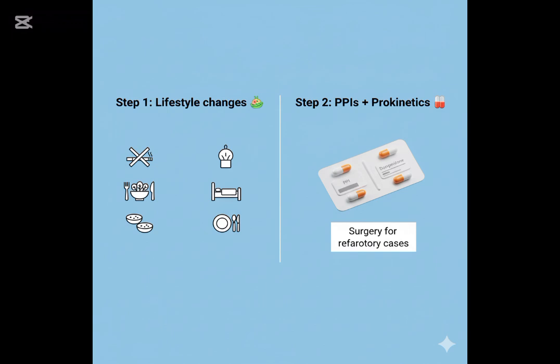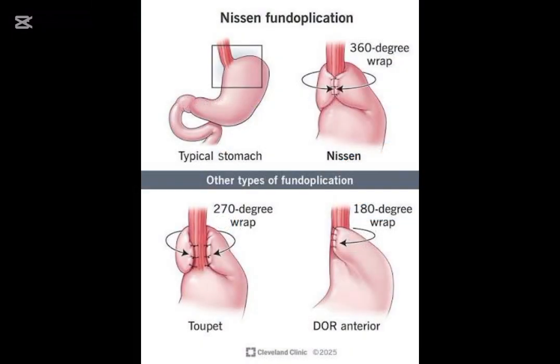If symptoms persist, add medical therapy, typically a proton pump inhibitor plus domperidone. Surgery is only considered when symptoms are severe, reflux is large volume and resistant to medication, or in cases of Barrett's esophagus and complications like strictures. The surgery of choice is Nissen's fundoplication.